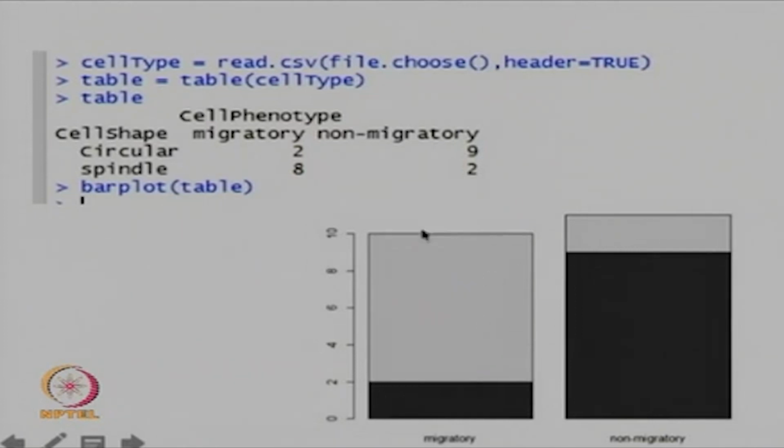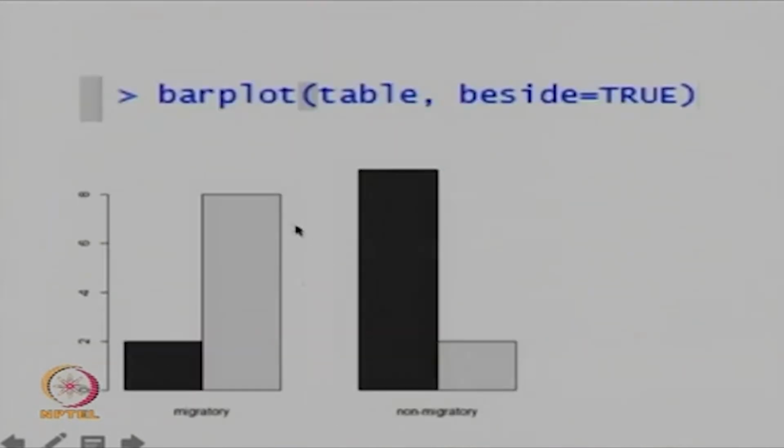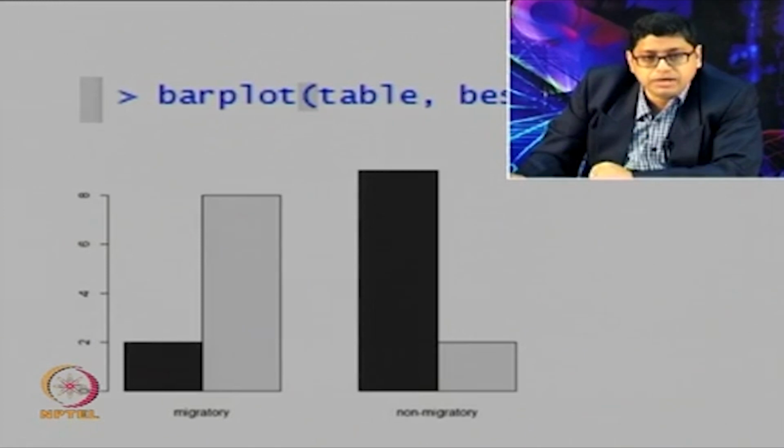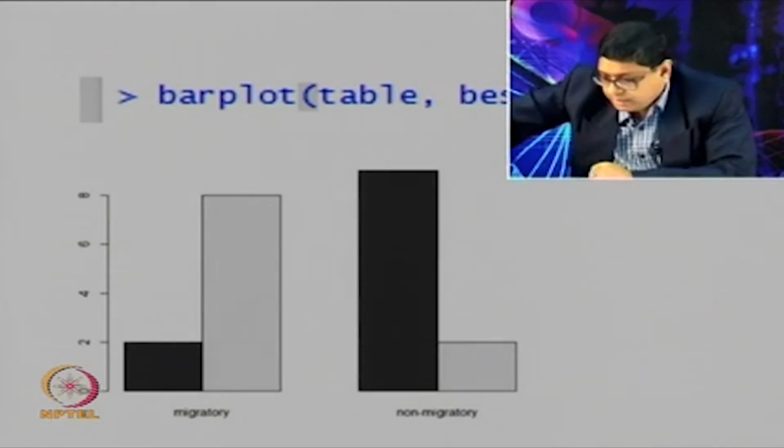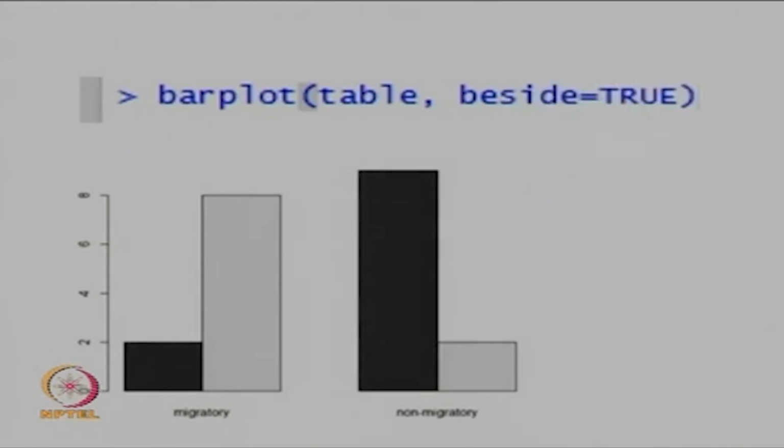Okay. So, I can also represent this data by plotting this side by side. This is how it would look. If I write this particular argument, which is beside equal to true, then I would generate this particular plot. Okay. So, in terms of migratory, these are circular, which is very few, and spindle shape which are very high. Okay. So, I can use a similar thing to generate the plotting for R.